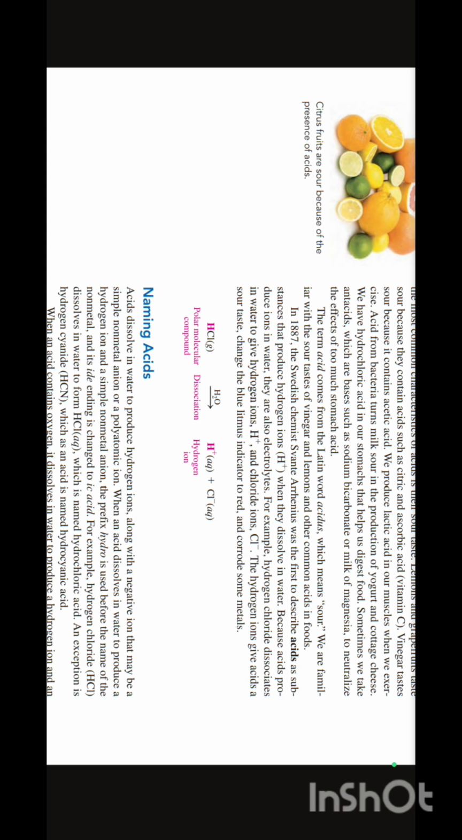Naming acid. Acid dissolves in water to produce hydrogen ions along with a negative ion that may be a simple non-metal anion or a polyatomic ion. When an acid dissolves in water to produce a hydrogen ion and a simple non-metal anion, the prefix hydro is used before the name of the non-metal and its ide ending is changed to ic acid. For example, hydrogen chloride dissolves in water to form HCl, which is named hydrochloric acid. An exception is hydrogen cyanide, which as an acid is named hydrocyanic acid.